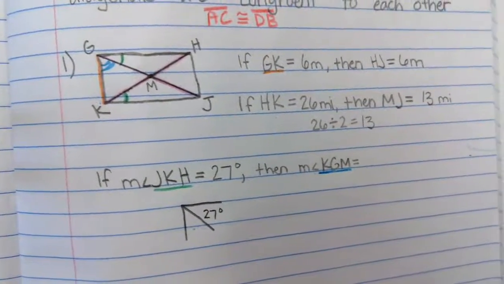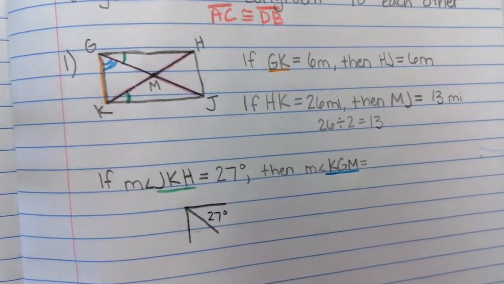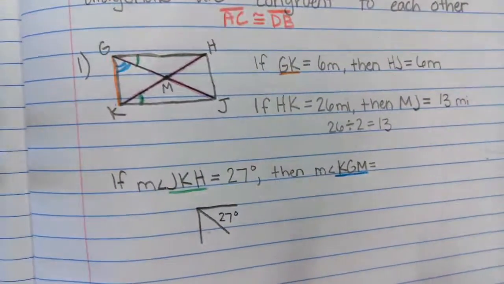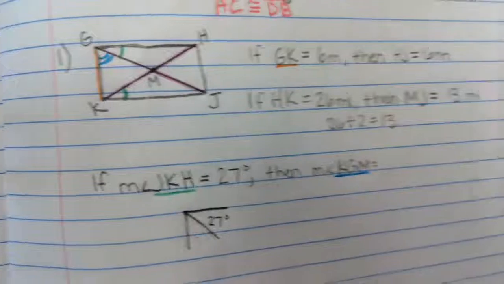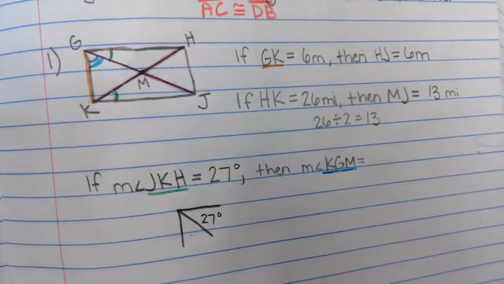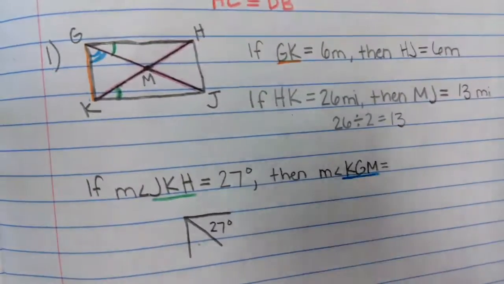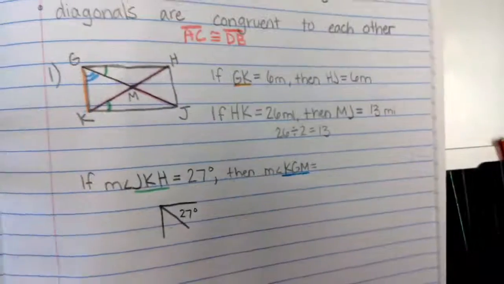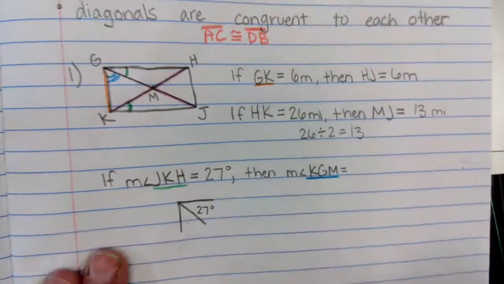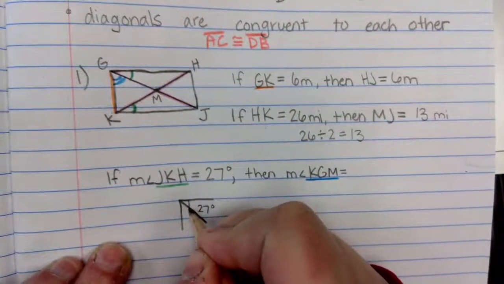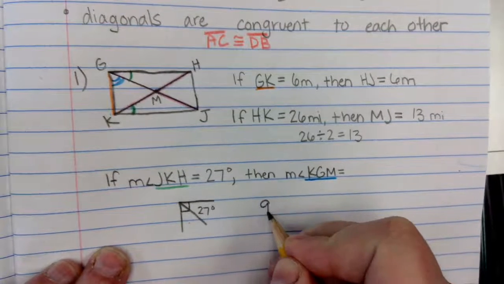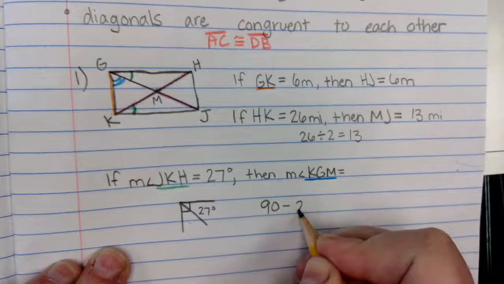This is just a struggle today with this. There we go. Okay, it has to be a 90-degree angle, because they have 90-degree corners. So we're going to think, what is 90 minus 27? 83. 63. So KGM is going to be 63 degrees.